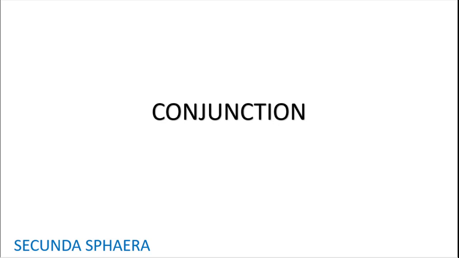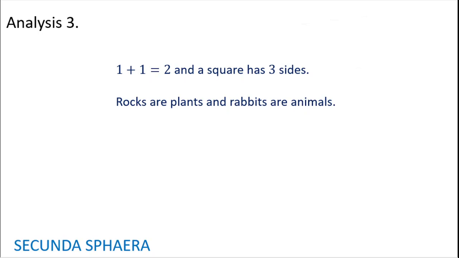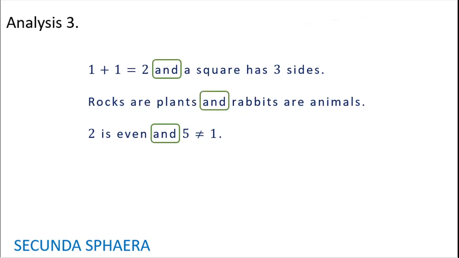Okay. In order to start with the discussion, we start with conjunctions. So, giving a little bit of analysis, let's check the next sentences. 1 plus 1 equals 2, and a square has 3 sides. Rocks are plants and rabbits are animals. 2 is even and 5 is different than 1. Showing these 3 sentences, there are some aspects that can be grasped. One first thing is that all of them have the word and in them. That is an important characteristic.